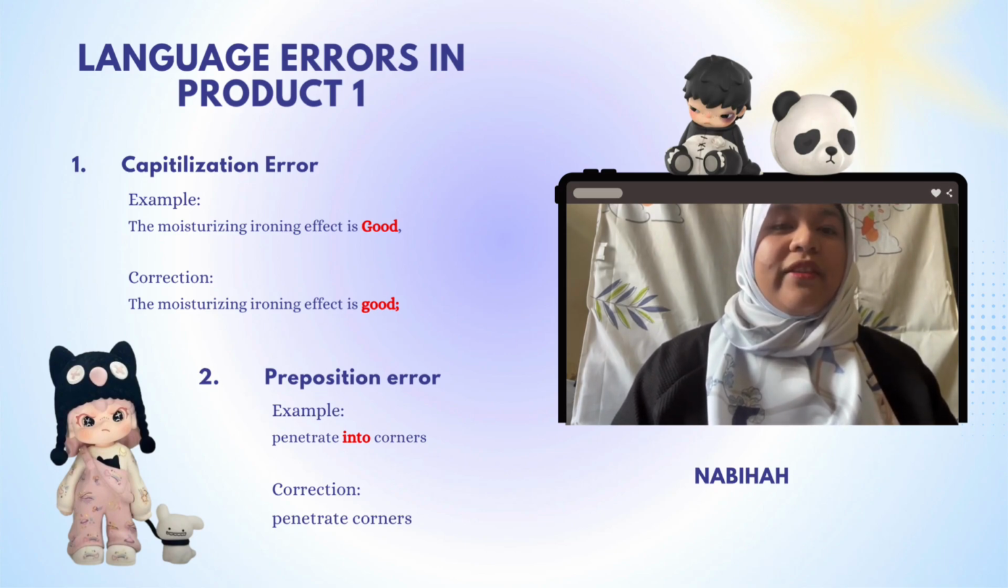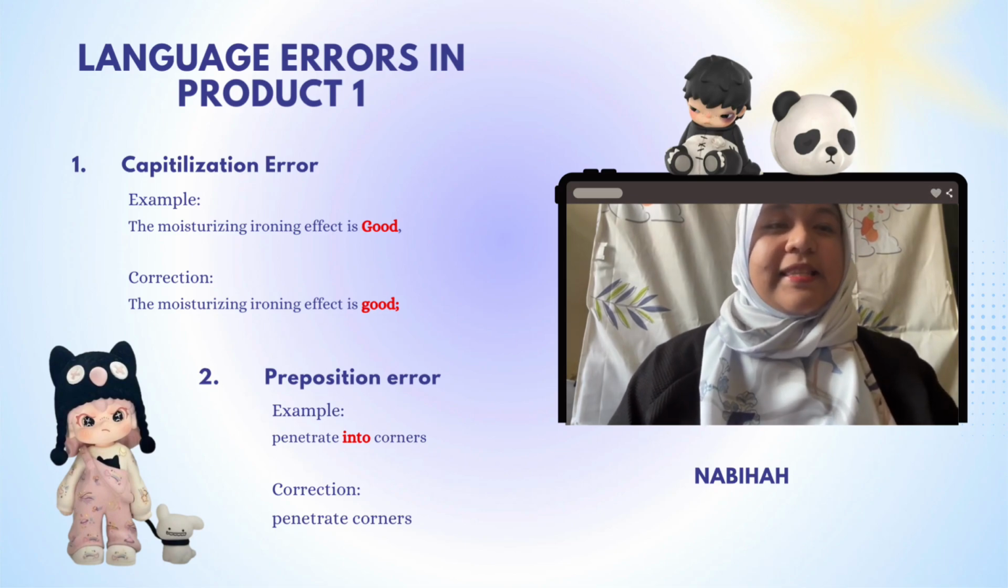Next, the second error is a preposition error. The example is "penetrate into corners." The verb penetrate already implies movement inward, so the preposition "into" is unnecessary. By using both, it creates redundancy and also makes the sentence less concise. So the corrected form is "penetrate corners."